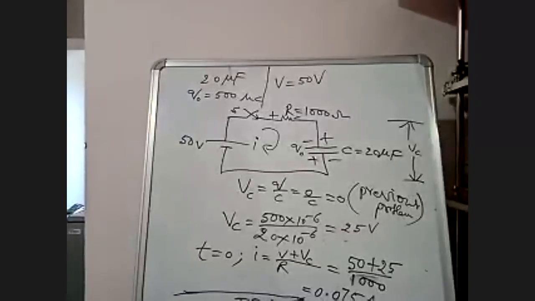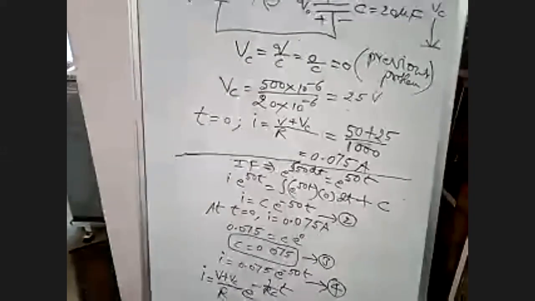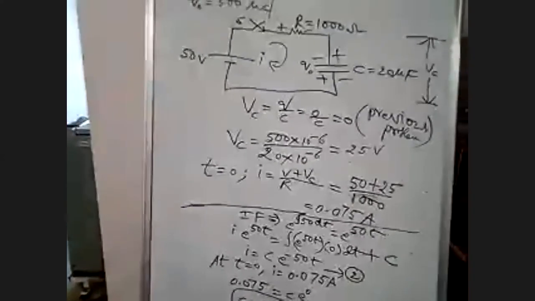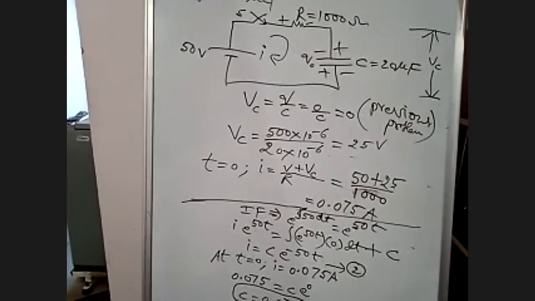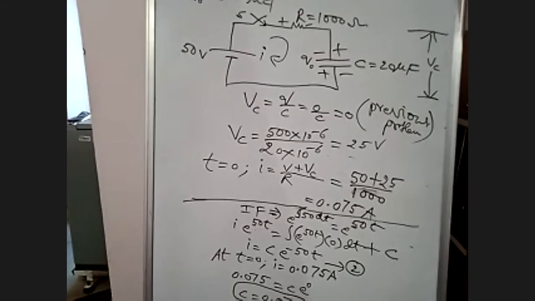R with C, we'll get the time constant. Okay. For 2 marks, they'll ask. They'll give R value and C value. Time constant, they'll ask, for 2 marks.